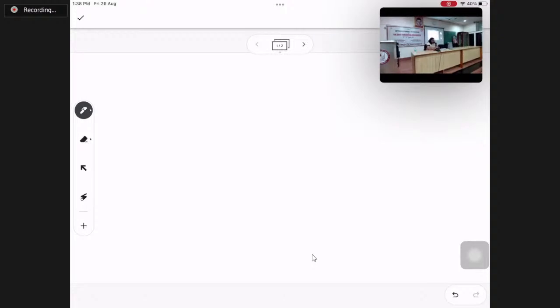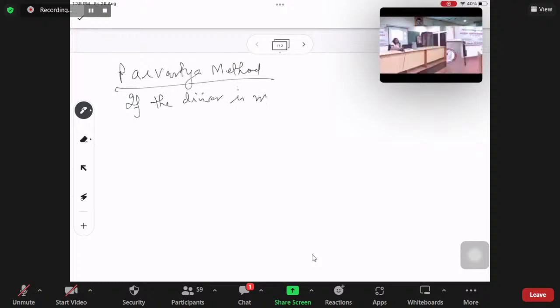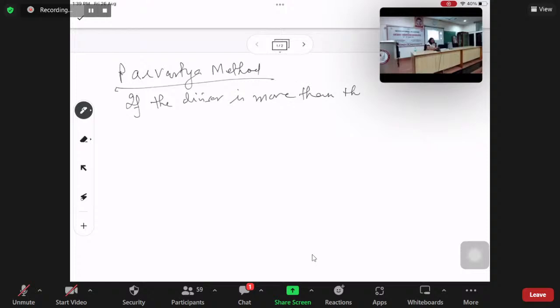So this is known as the Parvata method, used when the divisor is more than the base. What we do, as I told you, is subtract every number from the base. Suppose 112 is there and we subtract it from 100, so basically we are getting a negative number, minus 12, which is the same as 1 bar, 2 bar. This is the only difference, and we proceed as it is.